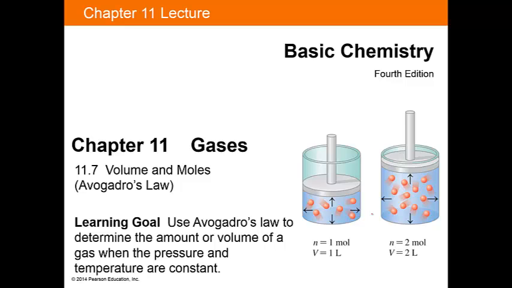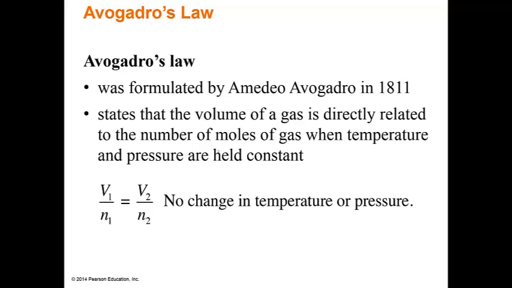All right, so learning goal. Use Avogadro's law to determine the amount or volume of a gas when the pressure and temperature are constant. All right, so let's see how this all works. Avogadro's law was formulated by Amedeo Avogadro in 1811.